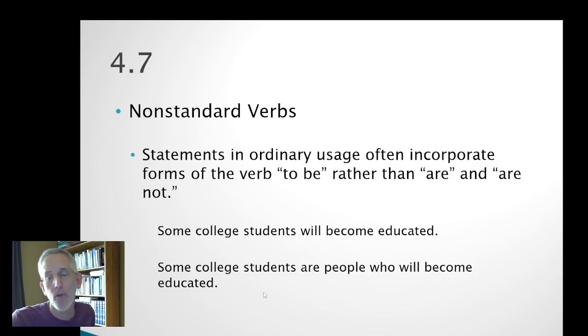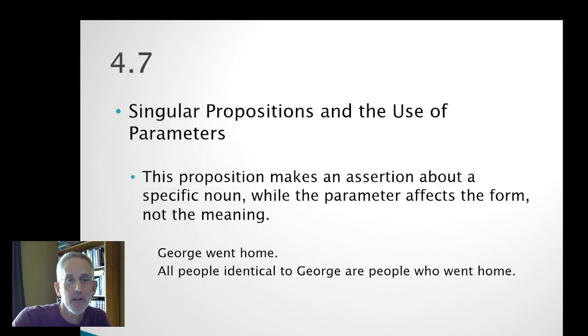So there are a number of ways you could do this. You could say some college students are people who are things that will become educated. Some college students are objects that will become educated. In any of those instances, you've translated it into standard form because you have a genuine noun phrase. You have to have a copula, either are or are not, and it has to be a genuine noun phrase in the subject and predicate terms. Okay, so that's non-standard verbs.